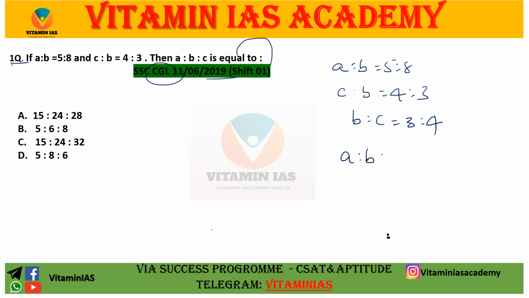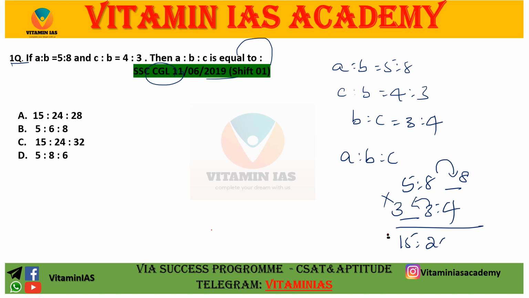We want A is to B is to C. So a simple way: 5 is to 8 and 3 is to 4. We have vacant places here, so we have to fill these vacant places with the adjacent side. Then 3 here and 8 here. Let us multiply 3 into 5, 15. 8 3s are 24. 8 4s are 32. So finally, what is the output here? The answer is 15 is to 24 is to 32, and option C will be the right answer. This question came in SSC CGL in 2019.